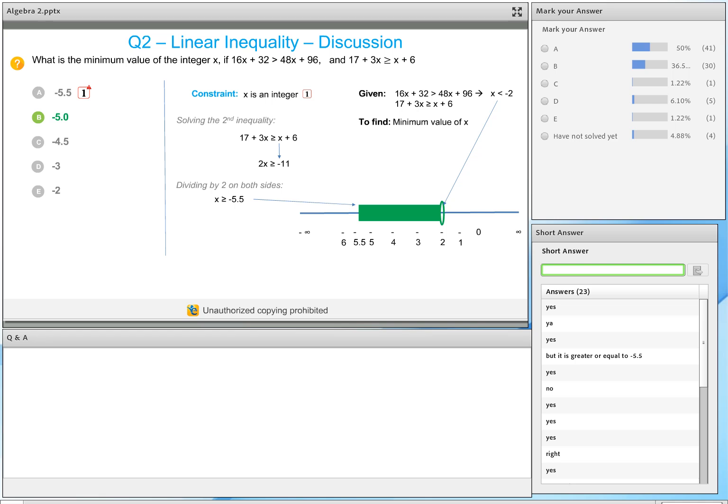What you get is x is greater than or equal to minus 5.5. So the correct answer over here is that the minimum integer value of x is minus 5. X is an integer. So I hope that you will intently try to identify the constraints that exist in the system. Okay, let's move on to our next question here.